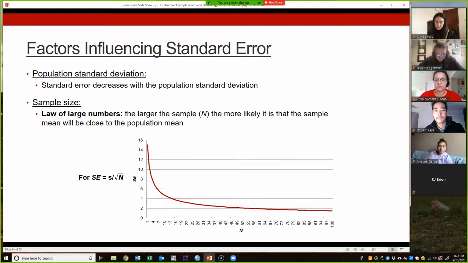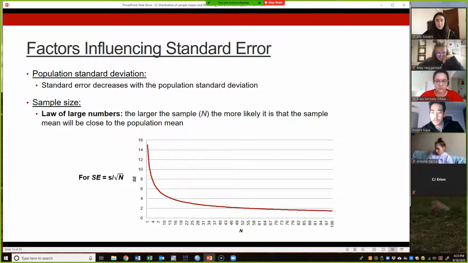But from a statistical standpoint, Robert, what starts to happen at about sample size 30? It's when your sampling distribution starts to become normal. Okay, that's true. That does happen. Good point. Looking at this graph, what happens at about sample size 30 relative to your standard error? Or the graph starts to plateau off.